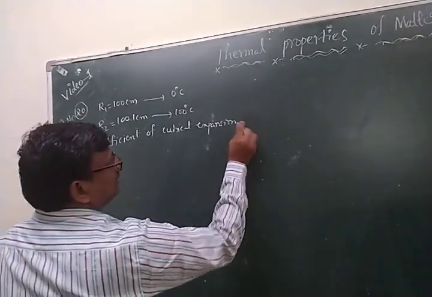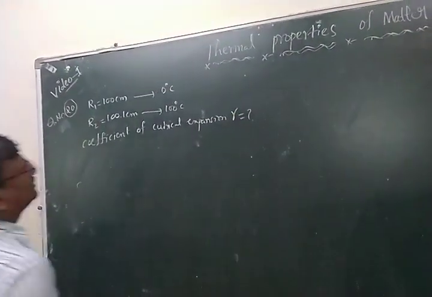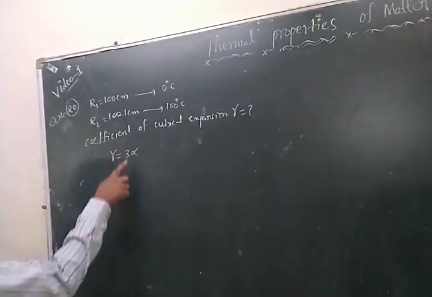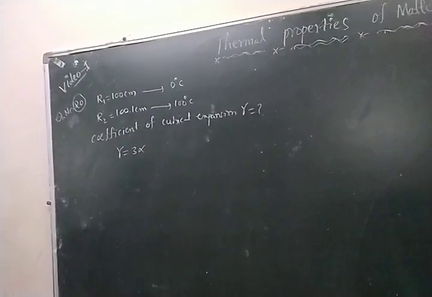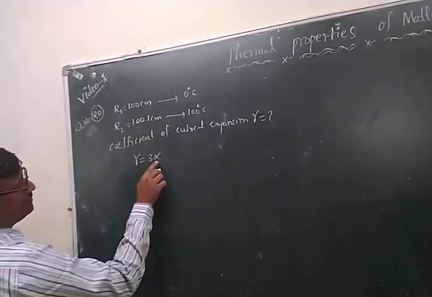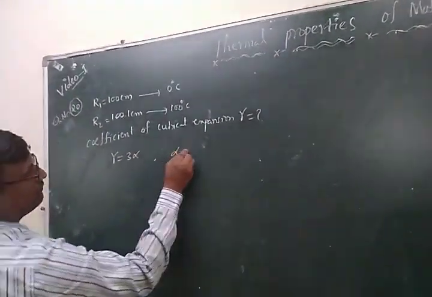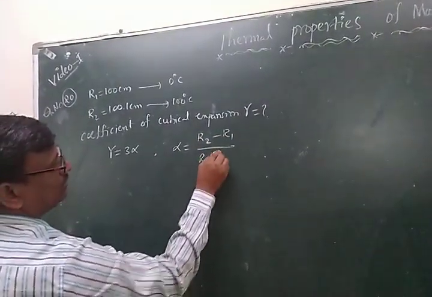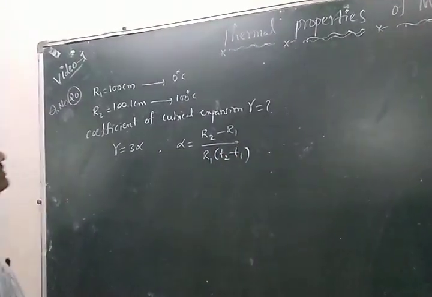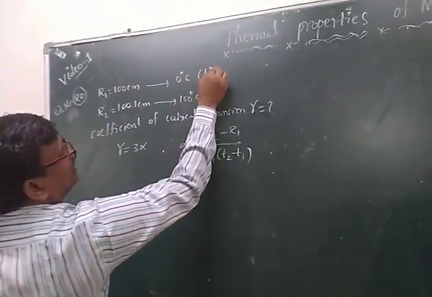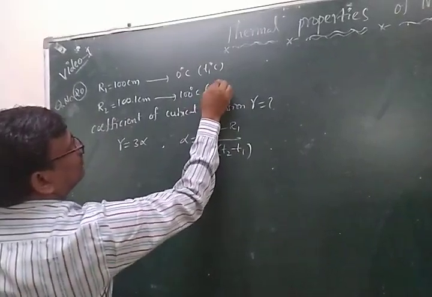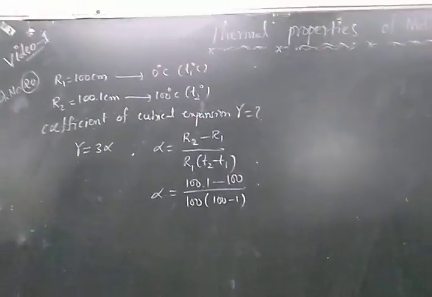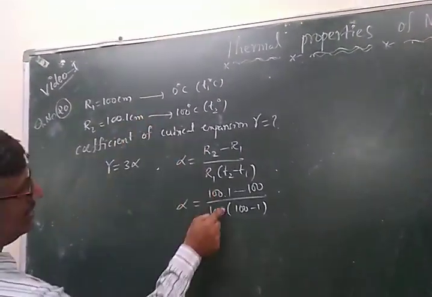So what can we find? Gamma is equal to how much? We know that the cubical expansion gamma is equal to 3 into alpha. Alpha is nothing but the linear expansion. But here first of all we can find the alpha. Alpha is equal to (R2 minus R1) by (R1 into (T2 minus T1)). This initial temperature is T1 degree centigrade and this is T2 degree centigrade. Substitute the R2 and R1 values.